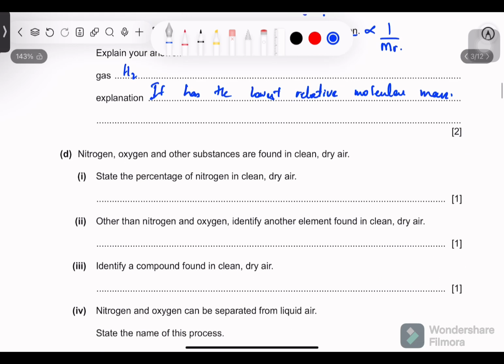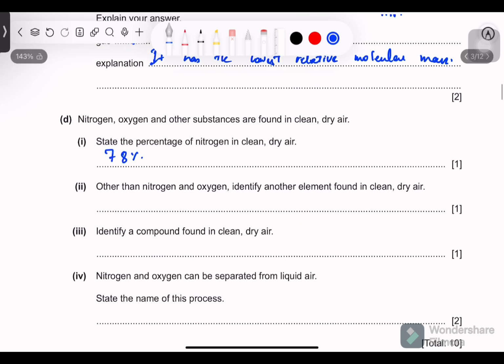Nitrogen, oxygen, and other substances are found in clean dry air. State the percentage of nitrogen in clean dry air. This is pure recall again, 78%. Other than nitrogen and oxygen, identify another element found in clean dry air. So you can't write CO2 over here. We know that noble gases are present, and from noble gases we have to write an element which is present in air. So argon is mostly found from amongst the noble gases in air.